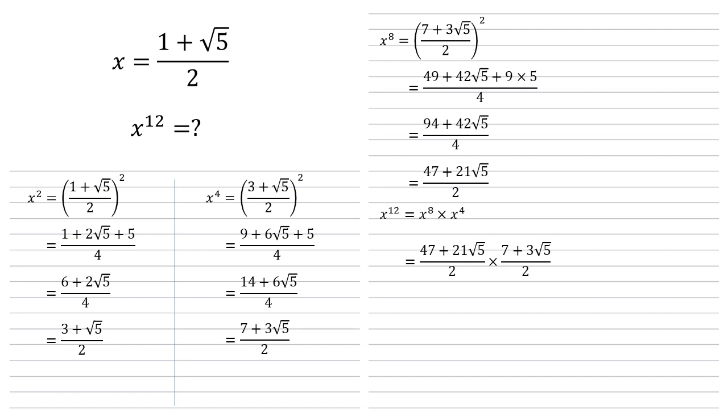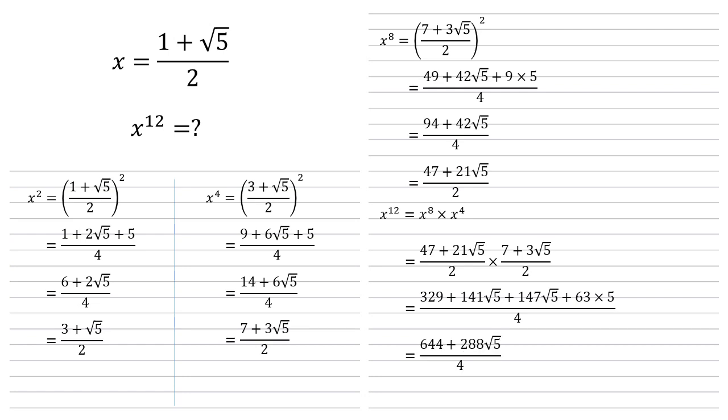also over 2. So multiplying the tops together, we're going to do our 47 times 7 is 329. 47 times 3 root 5 is 141 root 5. Then the 21 root 5 times by 7 is 147 root 5. And finally, the 21 root 5 times by the 3 root 5, well, 21 times 3 is 63. Root 5 times root 5 is 5. So we end up with 63 times 5 on the end. And then the denominator, 2 times 2, is equal to 4.